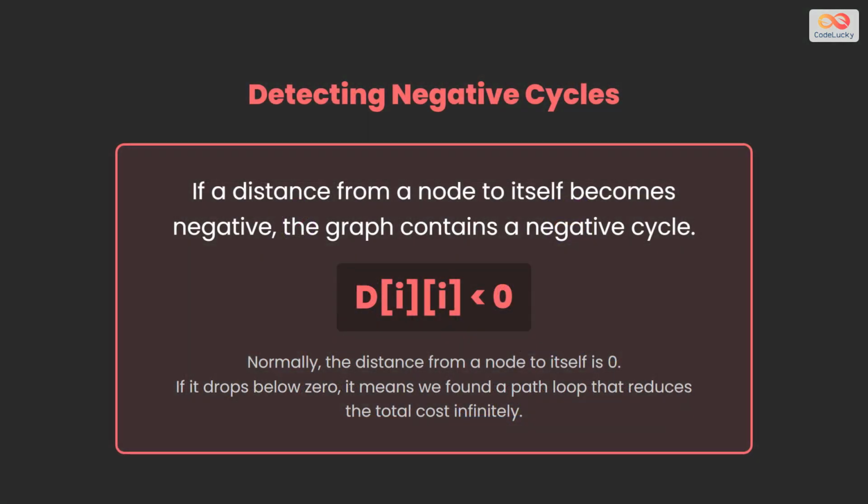An interesting property of this algorithm is its ability to detect negative cycles. If, after running the algorithm, the distance from any node to itself becomes negative, it means the graph contains a negative cycle. This is because a path from a node back to itself should never be less than 0 unless a negative loop exists.